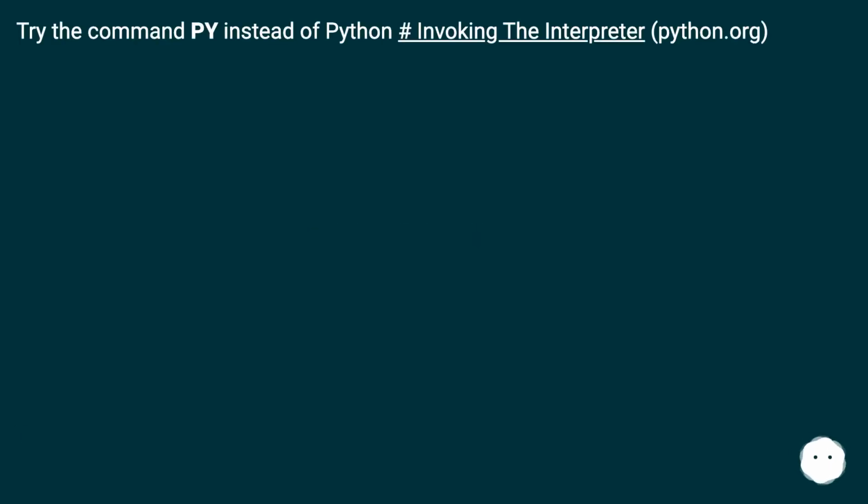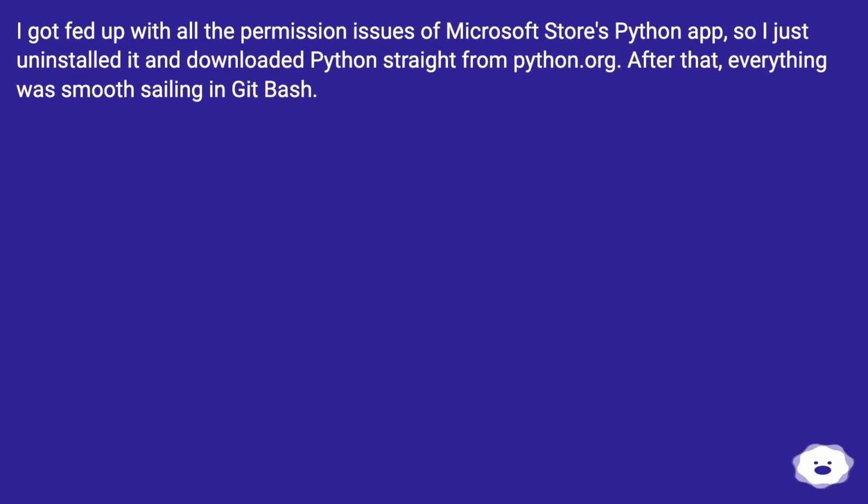Try the command py instead of python # invoking the interpreter, python.org. I got fed up with all the permission issues of Microsoft Store's Python app, so I just uninstalled it and downloaded Python straight from python.org. After that, everything was smooth sailing in git-bash.